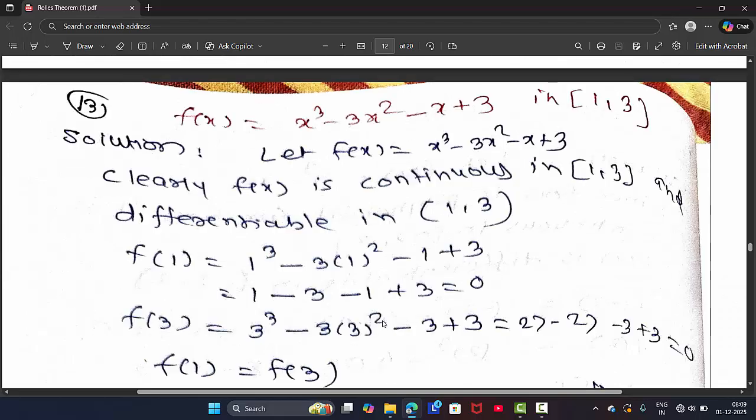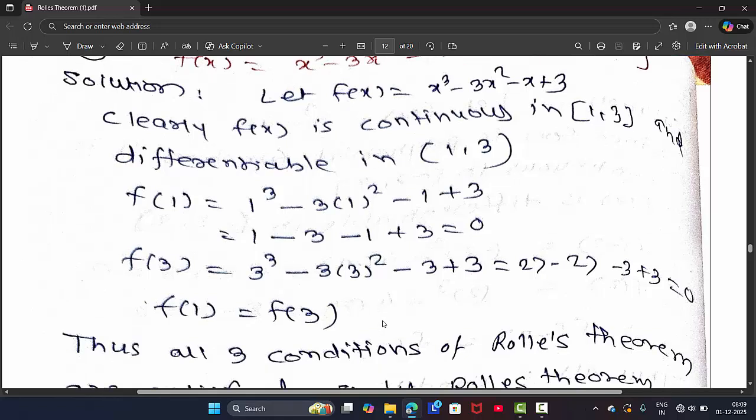We have to verify Rolle's theorem for x cube minus 3x square minus x plus 3 in closed interval 1 to 3. Let fx equal to x cube minus 3x square minus x plus 3. Clearly fx is a polynomial function, hence it is continuous in closed interval 1 3 and differentiable in open interval 1 3.